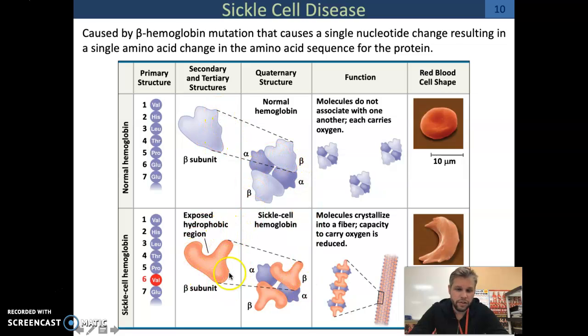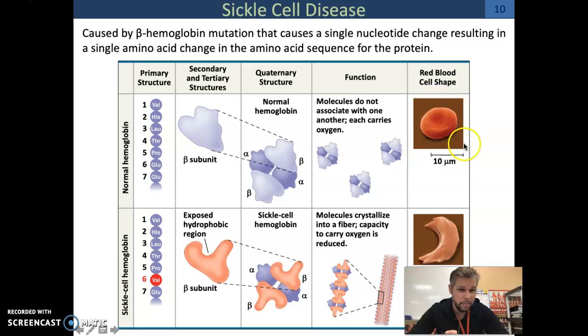This shape is going to change, and that's due to a little bit of biochemistry of exactly why that occurs. For us, what we really need to know is that the shape changes depending on the change of the amino acid sequence. So you guys can see that shape change. Now, the function of that is that molecules under normal circumstances do not associate with one another. Each carries oxygen and everything works fine.